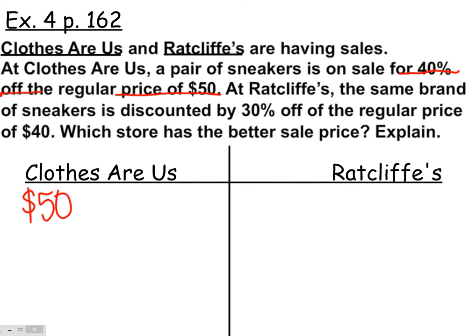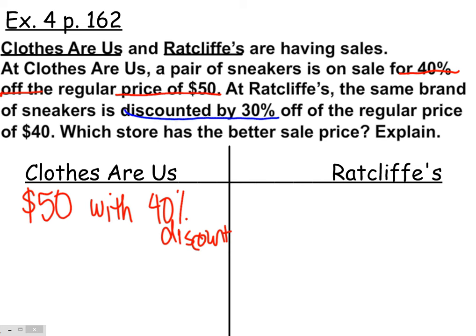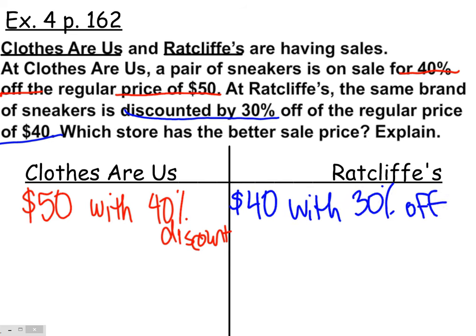I'm going to take some notes. $50 with a 40% discount. Now, Ratcliffe's has the same brand of sneakers, and it's discounted by 30% off, but the regular price is only $40. So it's $40 with a 30% off discount. Which store has the better sale price? Or in other words, which store offers these same sneakers for the lowest price? Because we want to save money. We don't want to overspend.